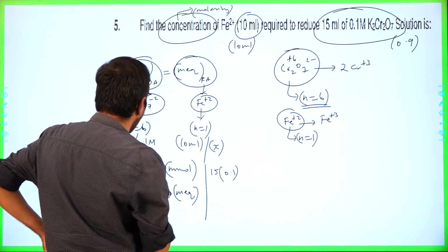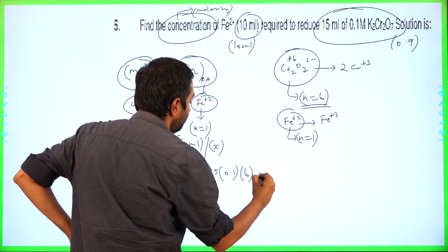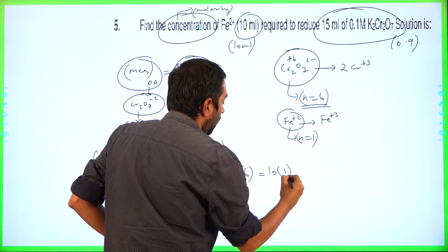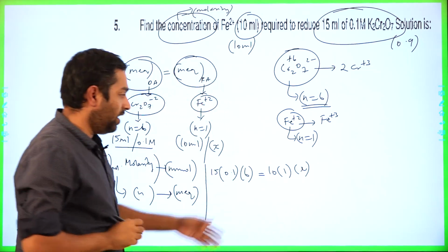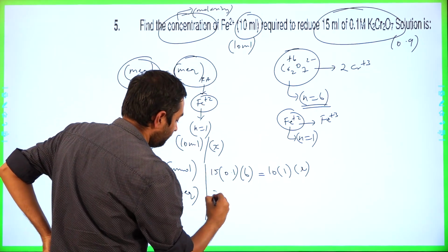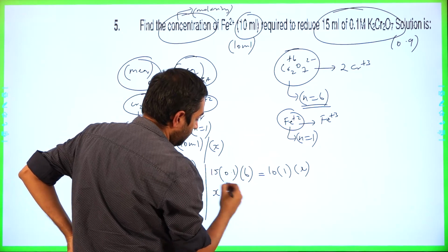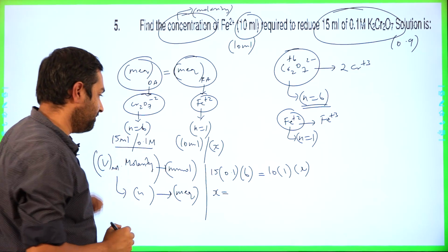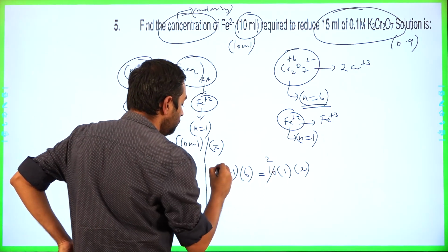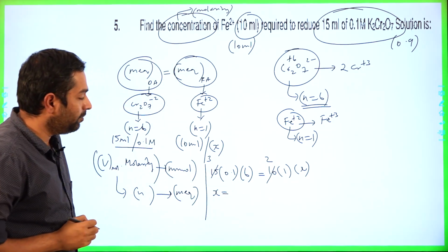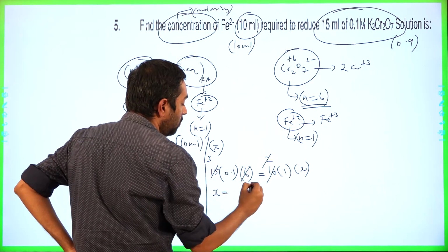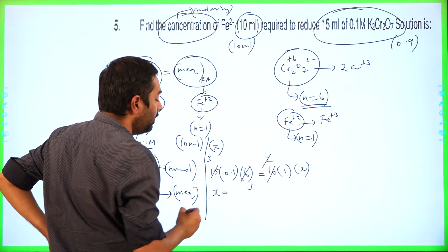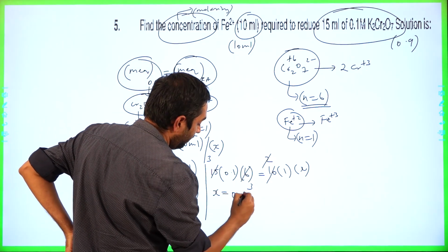15 into 0.1 into 6 is going to be equal to 10 into 1 into molarity x. So I need to calculate that x. x works out as 15 into 0.1 into 6 over 10. Cancelling off 2, this works out as 3. The 2 and the 6 go off, and this works out as 3. So 0.1 into 3 into 3. 3 into 3 is 9.